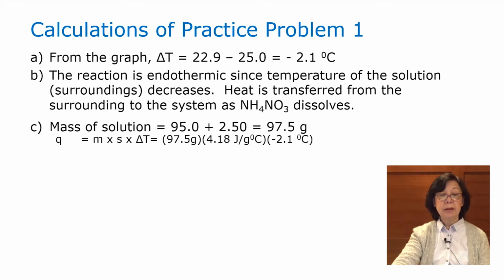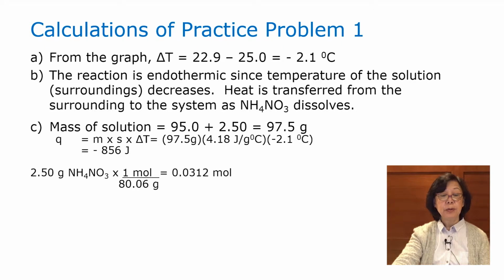The Q is calculated as m c delta T, with a negative value of 856 joule. That represents heat released by the solution and absorbed by the ammonium nitrate. So the Q represents the heat energy of the solution. Now, 2.5 grams of ammonium nitrate contains 0.0312 mole if we divide by the molar mass.